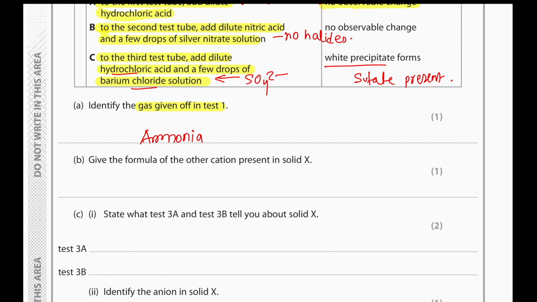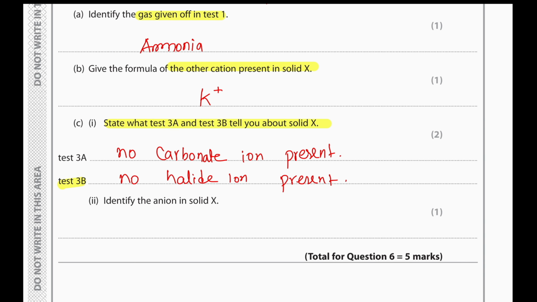Give the formula of the other cation present in solid X: potassium ion. State what tests 3A and 3B tell you about the solid. So 3A tells us no carbonate ion is present. 3B will tell us that there is no halide present. And finally, the identification of the anion in solid X is sulfate, or we can write SO4 2-.